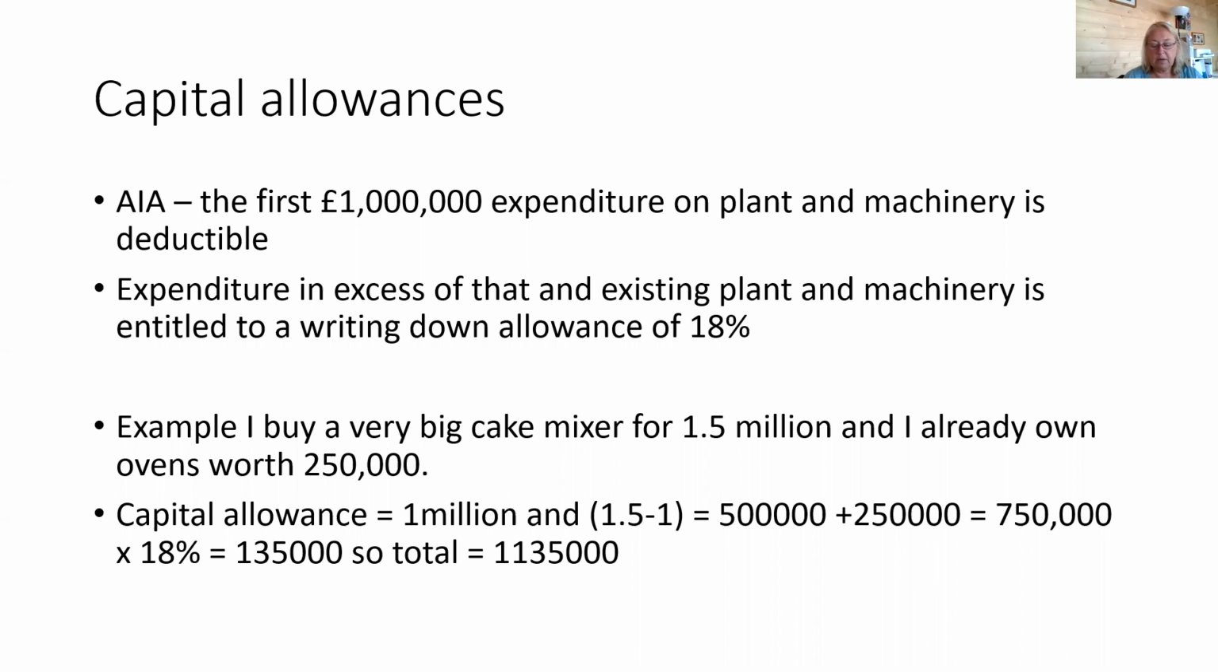But basically, I could keep claiming that 18% writing down allowance against that reducing balance of my assets until it had theoretically gone down to zero, or until I sell those assets at some point in the future. So that's how capital allowances work. So you have your trading profits, to work those out, you take your chargeable receipts, all of the income from the business, take off all the deductible expenditure from the business, and then take off any writing down allowances. And that will give you the trading profits, which is basically the amount that's going to be charged to tax.